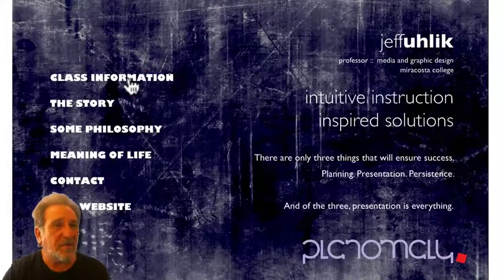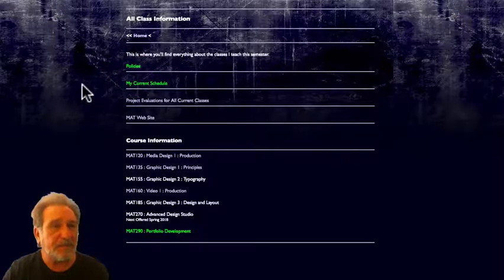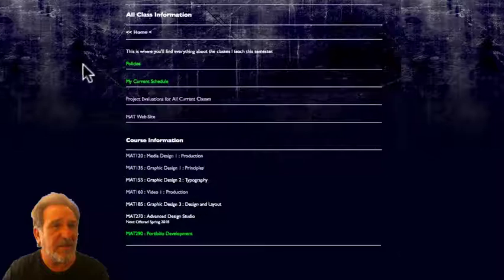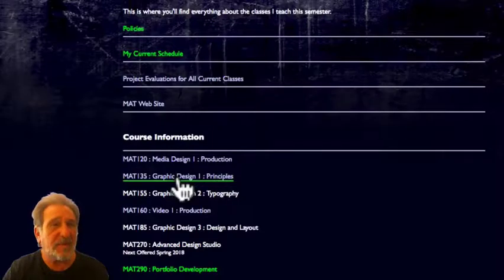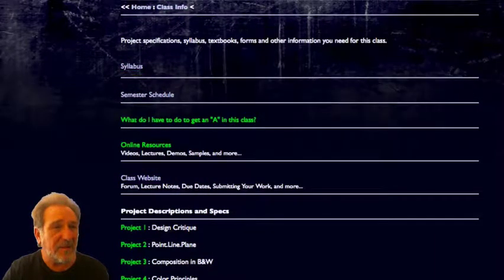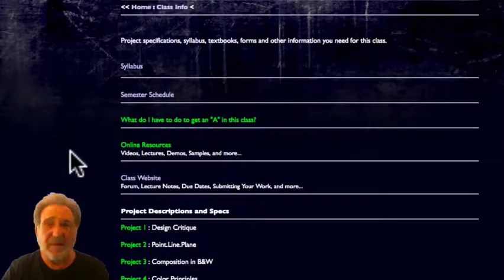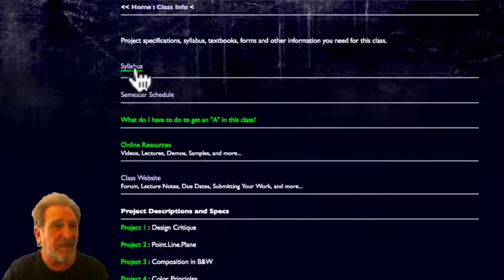But for the most part, what you're going to want is the class information. And in the class information, we've got policies. Again, I'll cover that in a different video. My current schedule, project evaluations, and the MAT website, as well as all the information for my different classes that I'm teaching each semester. So in this particular class, Graphic Design 1, Principles, we click on that, and then we have a list of the different things that are going to happen over the course of the semester. We've got a syllabus. Again, I'll cover that in a different video. How do I get an A, and so on.